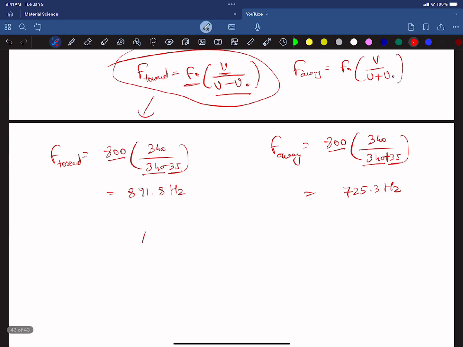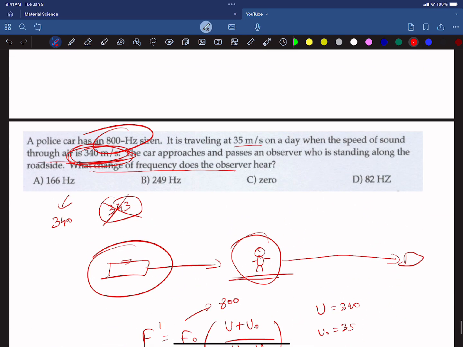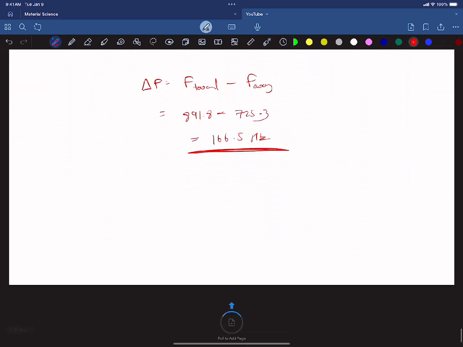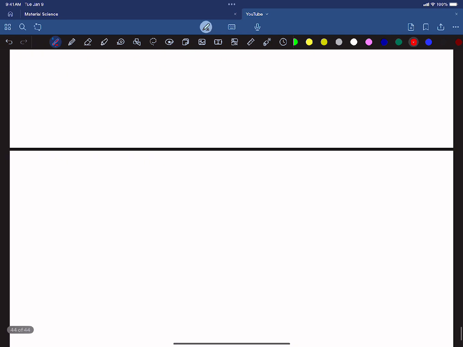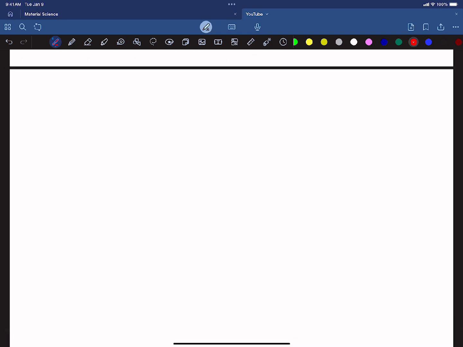Now the change in frequency is equal to the frequency when the object is moving towards the observer minus the frequency when it's moving away. 891.8 minus 725.3 will give you 166.5 hertz. This is the answer. Let's move on to the next question.